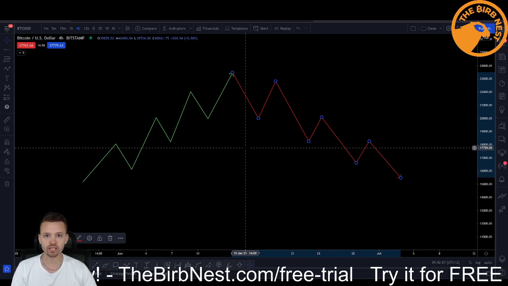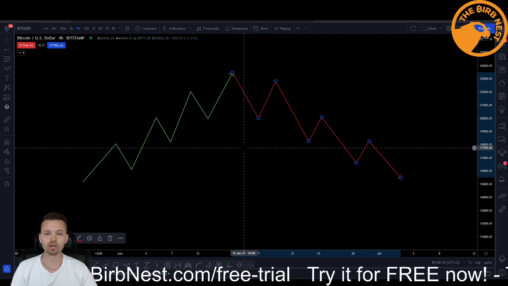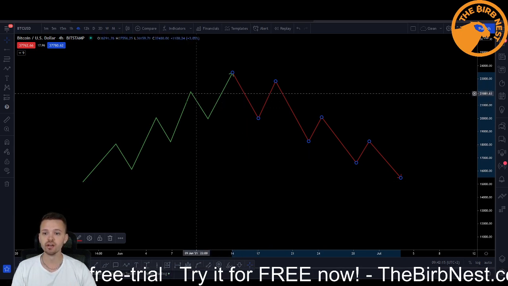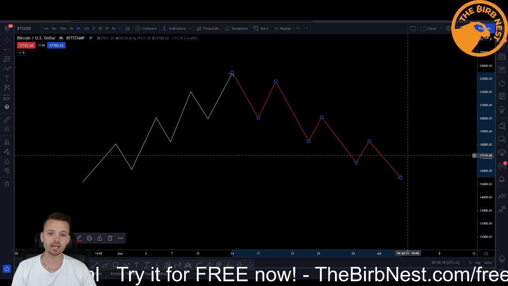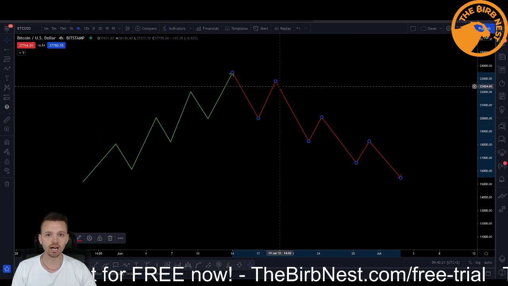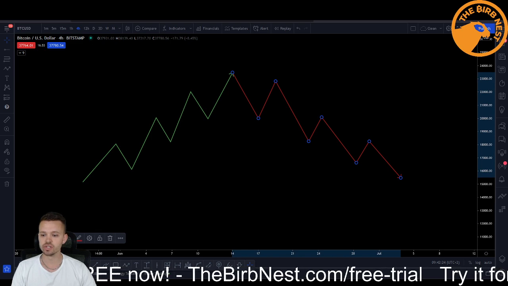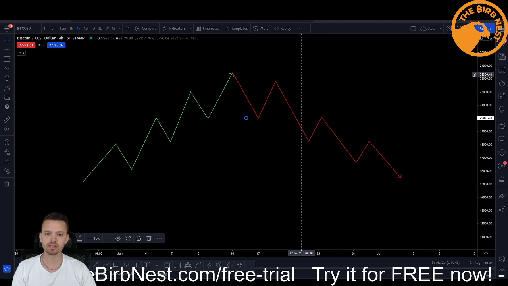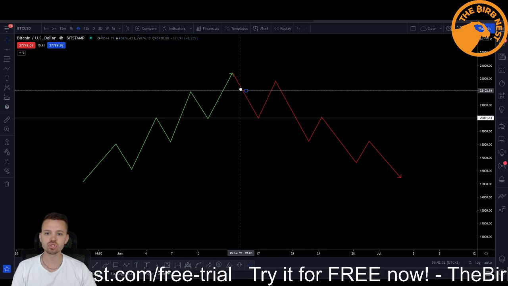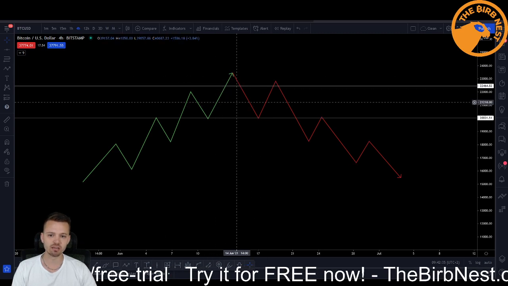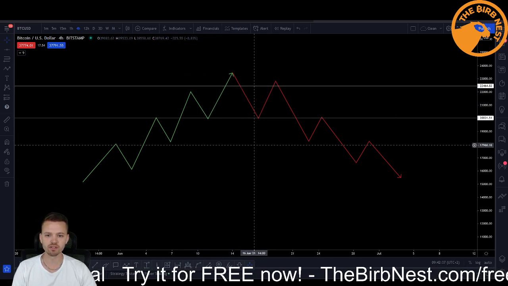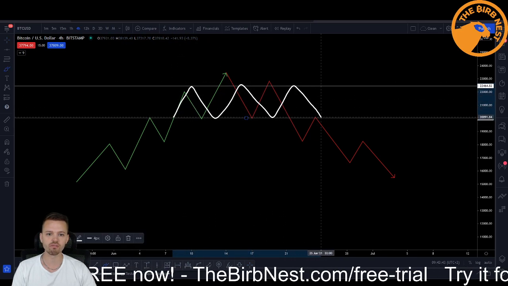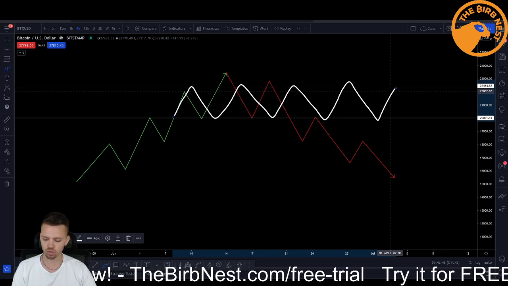Now, what is a range? A range is when price is not in a trending market. Instead of seeing higher highs and higher lows, or lower highs and lower lows, you see equal highs and equal lows. So this area right here could be viewed as a range. Obviously that's not perfect, but a range would be something like this, and you can get a range that keeps on ranging for a very long time with equal lows and equal highs.